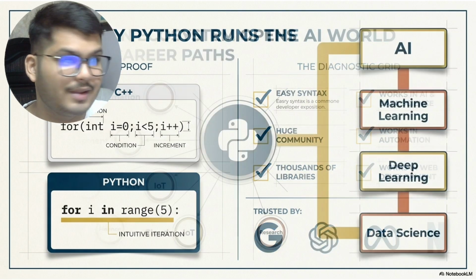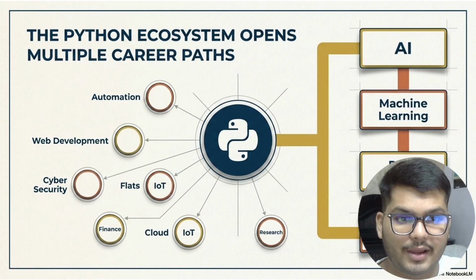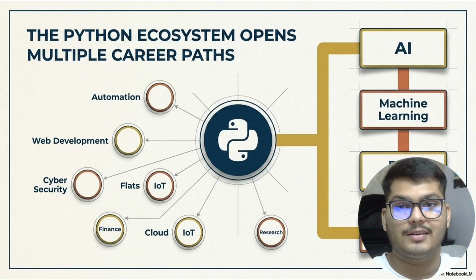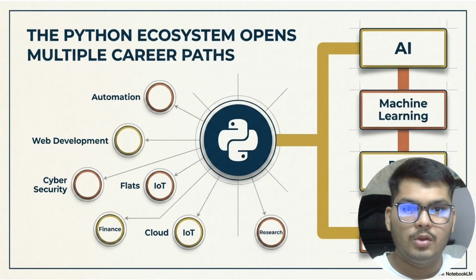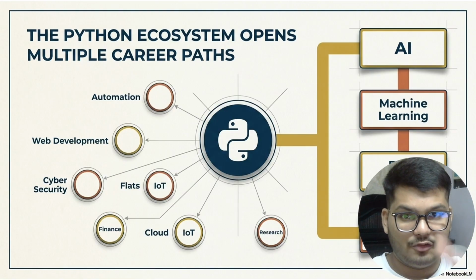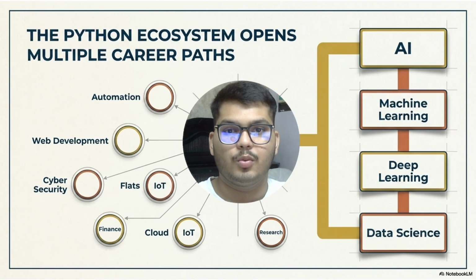Now moving towards the next slide. So what does the ecosystem open for multiple career paths? First of all, what's the roadmap for that?